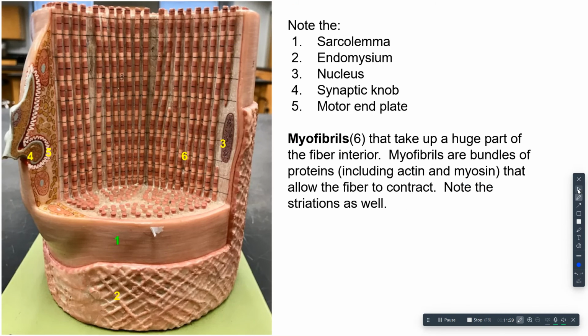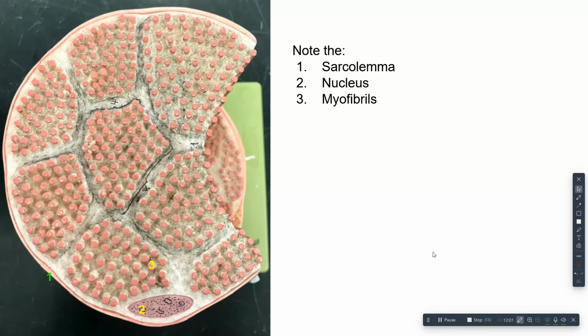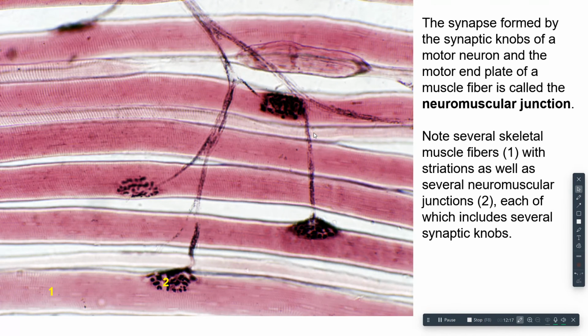I think we're going to spin this guy one more time. Look at it from the top. And I see my sarcolemma there. I see a nucleus. And I see just a bunch of myofibrils in cross-section here. And that's my last view of this model. And finally, we're going to switch up to some histology and put some things together.